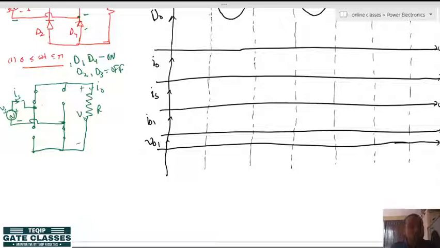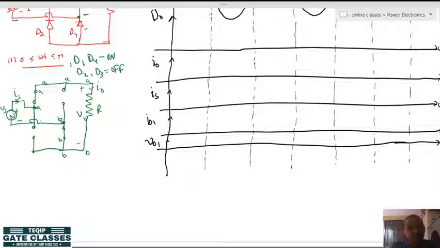Since this is short circuited and this is short circuited, and this is open circuited and this is open circuited, if you try to modify this circuit, you can see that this point is A, this point is also A, and this point is also A. And if this point is B, this point is also B, this point is also B and this point is also B.